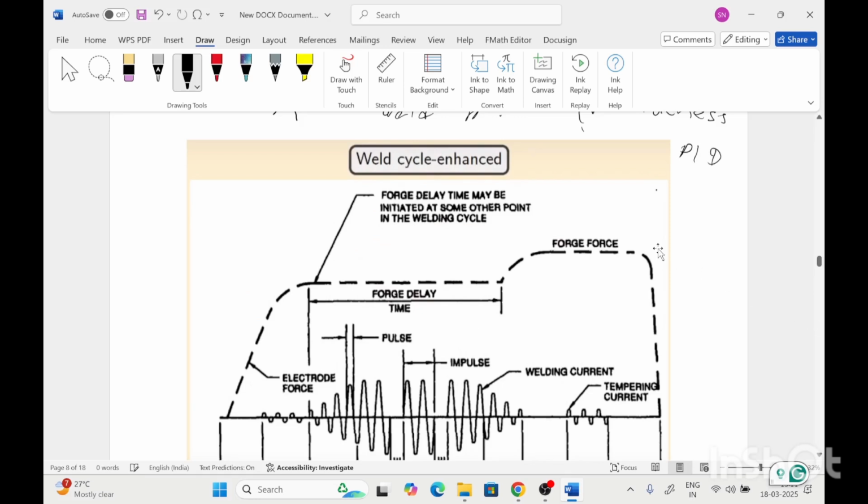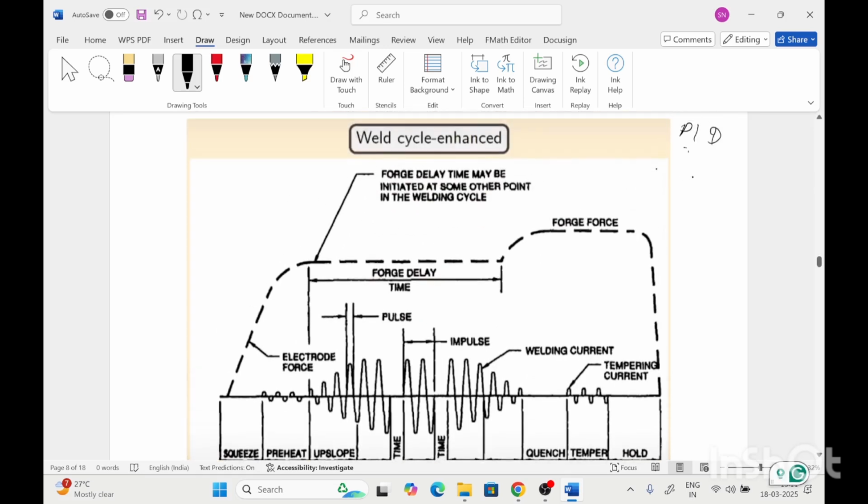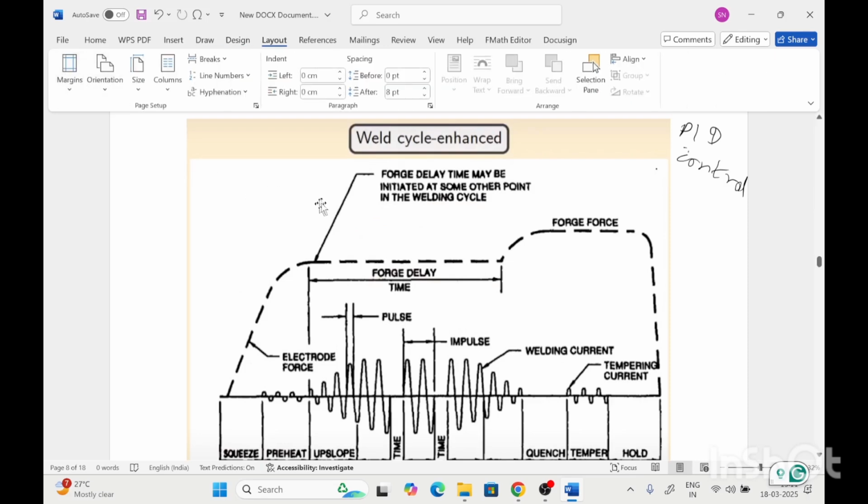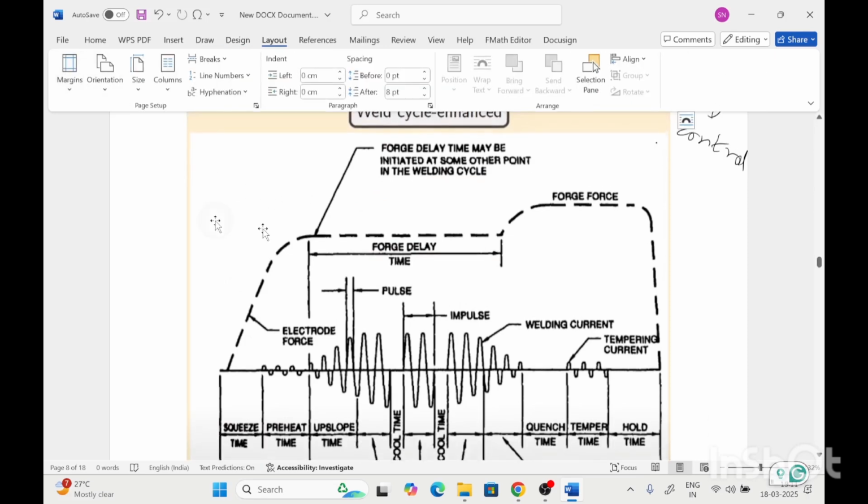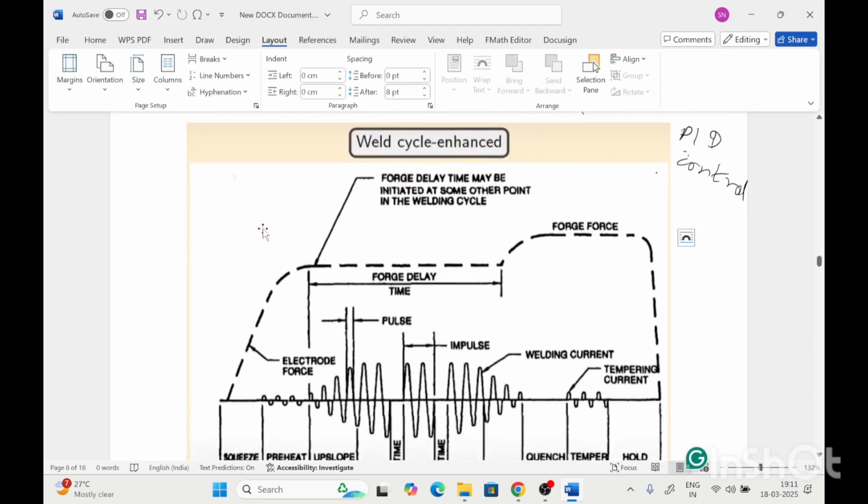PID represents proportional, integral and derivative control. So this PID controller is used for this welding cycle to further enhance the welding process. Here the welding cycle is further divided into many parts.